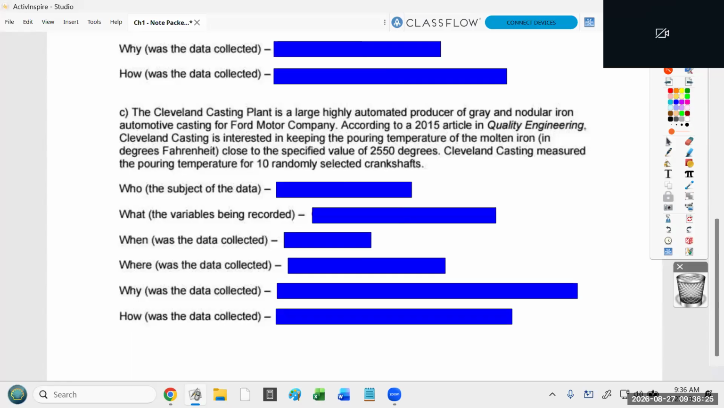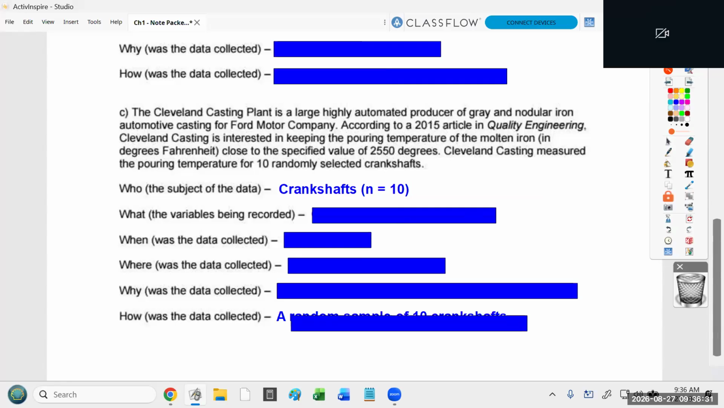Okay, I finally know the who. We've got these 10 crankshafts. Okay, they collected data by random sample. So that's the how. And I'm glad they took a random sample. That'll actually be a really big part of a future unit we take in this class: experimental design and surveys and studies. Okay, how do you collect data in an unbiased way? That's a great way to do it.